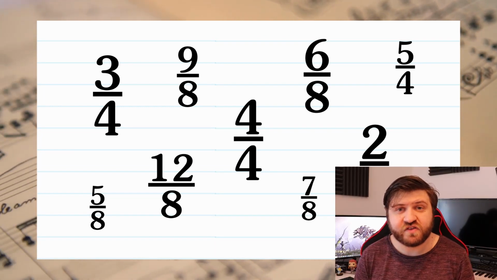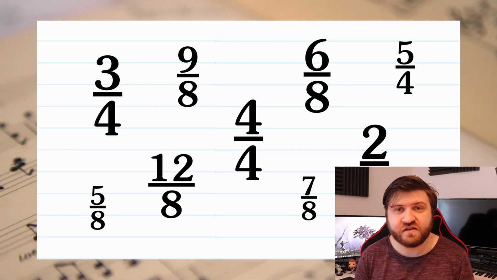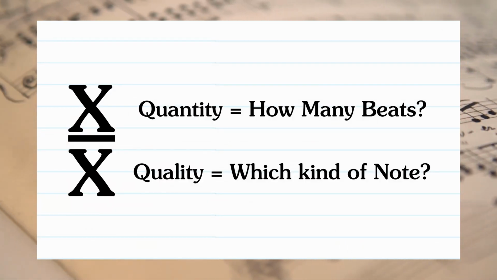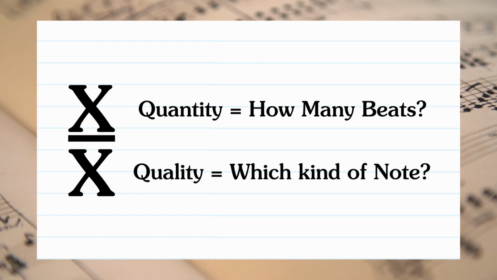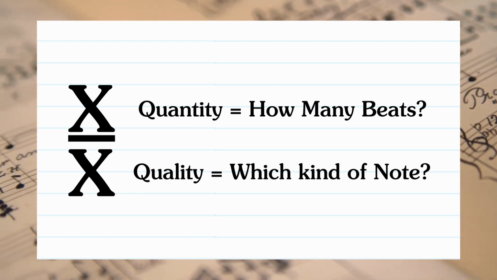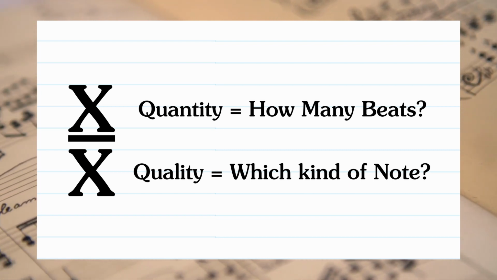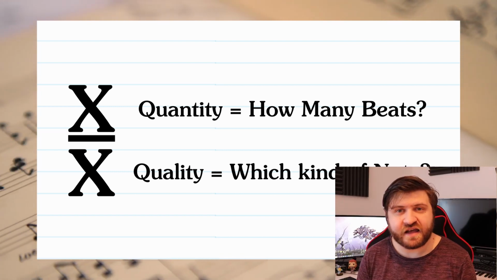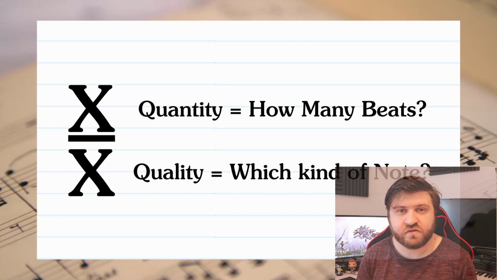Now going back to time signatures, you can see they are represented as a number fraction. The top number means quantity, basically how many beats, while the bottom number means quality, basically which kind of note are we talking about. First, let's tackle some examples to understand it better.